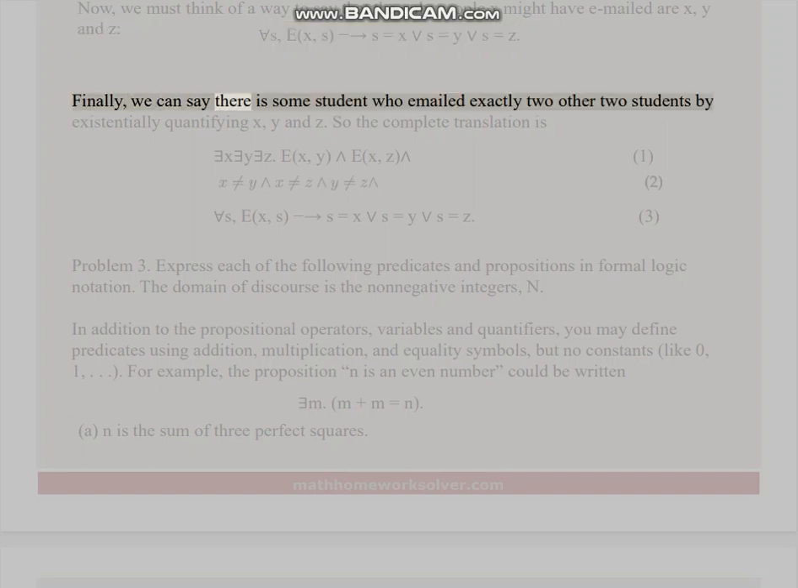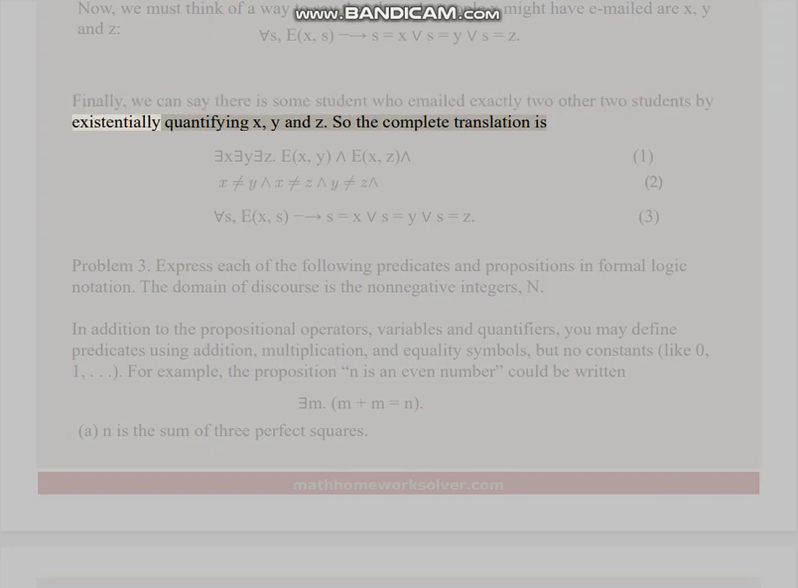Finally, we can say there is some student who emailed exactly 2 other students by existentially quantifying X, Y, and Z. So the complete translation is: there exist X, Y, Z such that E(X, Y) and E(X, Z) and Y not equal Z and Y not equal X and Z not equal X, and for all S, E(X, S) implies S equals X or S equals Y or S equals Z.